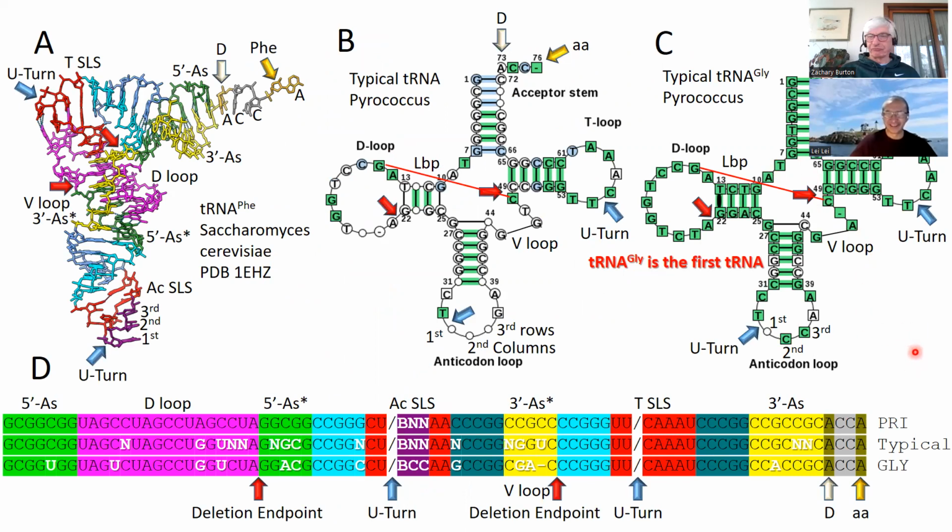Okay, so that's our type 1 tRNA there. This is a typical tRNA from a Pyrococcus species, and this is a typical tRNA glycine from Pyrococcus. So typical means this is a consensus, in this case, of 46 tRNAs. That's all the tRNAs in this organism. If you're looking at Pyrococcus, you're effectively looking at LUCA, the last universal common cellular ancestor. So this is a living fossil of LUCA. LUCA can be considered one of the first organisms on Earth.